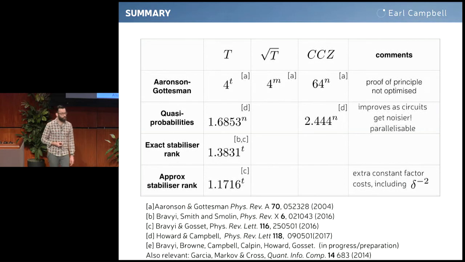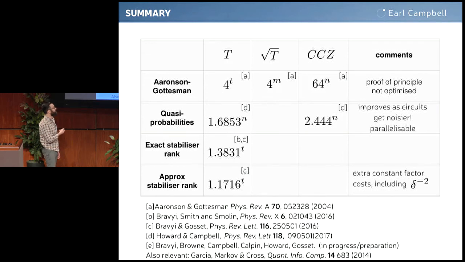In work with Mark Howard, we conjured up this idea of quasi-probability simulators, and we looked at how they perform for T gadgets and CCZ gadgets. So we get some exponential scaling. This was the first paper where people started quoting things for CCZ. We have some scaling here which is not as good as these ones, which is a little bit disappointing. But I think there are maybe some advantages to the quasi-probability approach regardless.